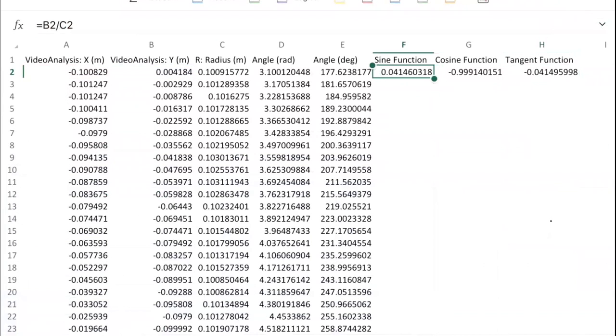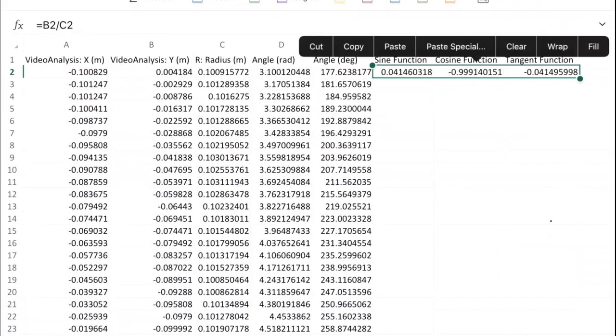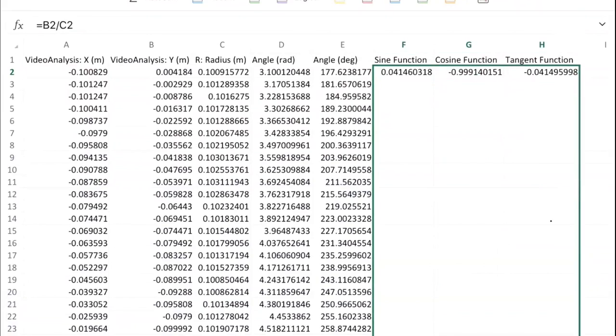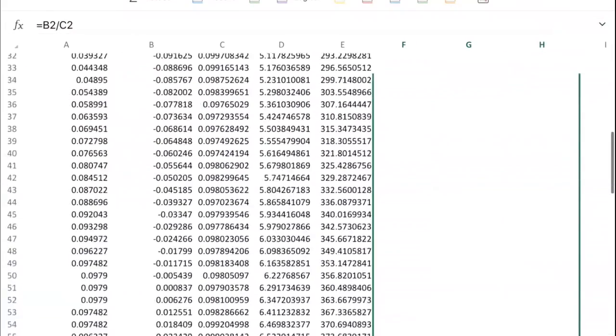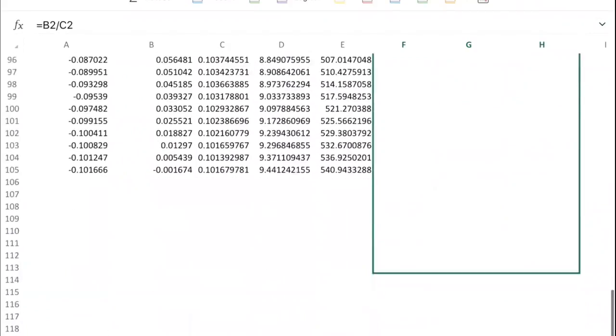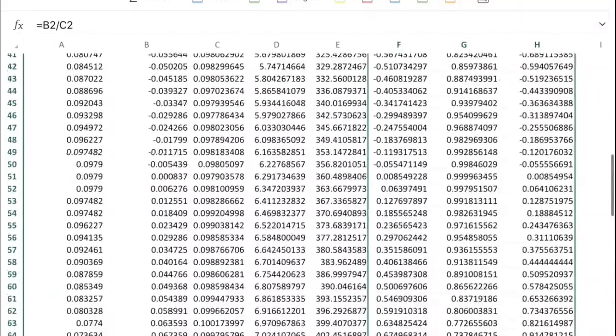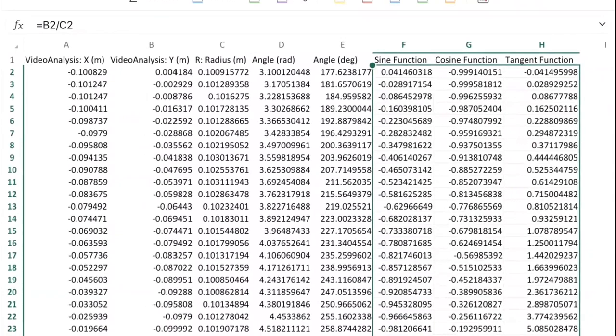And now we just want to fill all of these functions down. So I'll just fill down like so. And we have our sine, our cosine, and our tangent function.